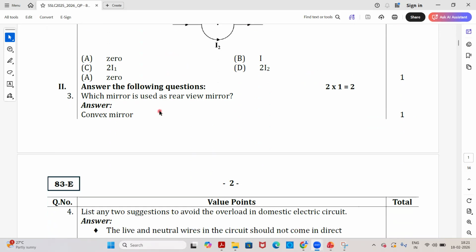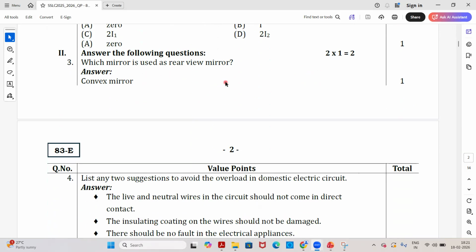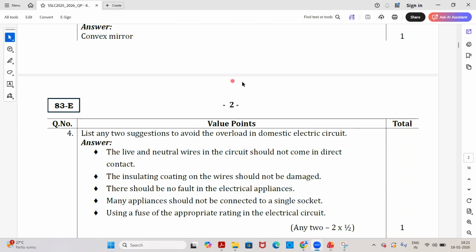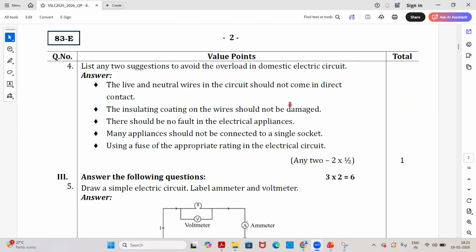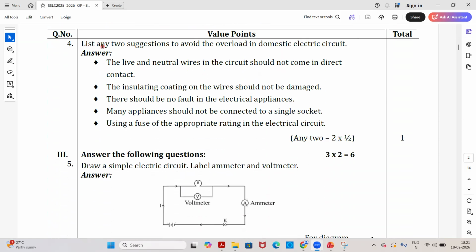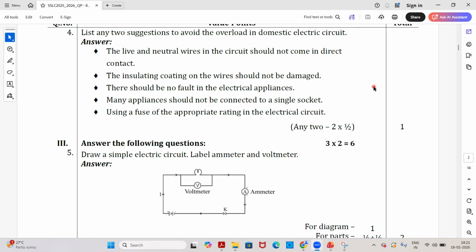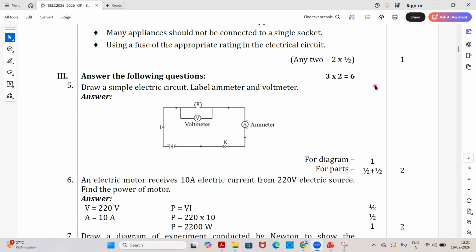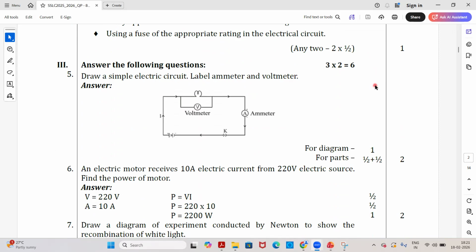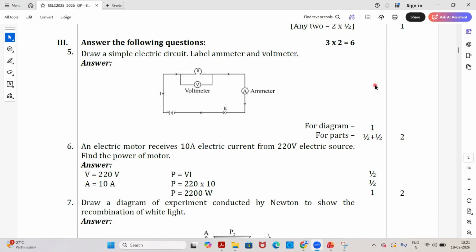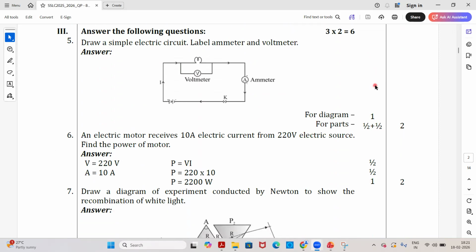Then answer the following questions. Which mirror is used as rear view mirror? Okay, you can just pause the video or take a screenshot for the answers. Next, list any two suggestions to avoid the overload in domestic electric circuit. So these are some of the questions which are repeated in most of the model question papers. You can mark them as important questions. Watch all the 4 model question papers and answers so that you get an idea what are the most important questions, because generally these repeated questions are asked in your final board exam as well.